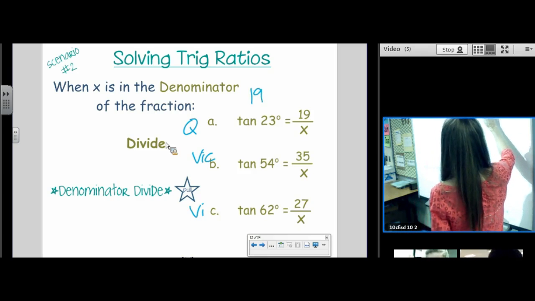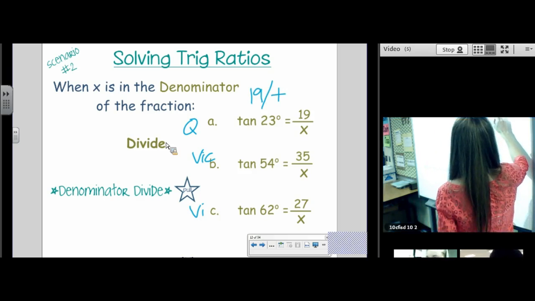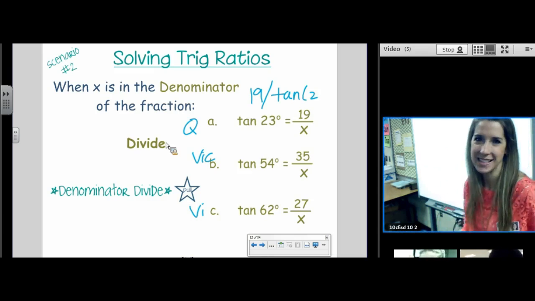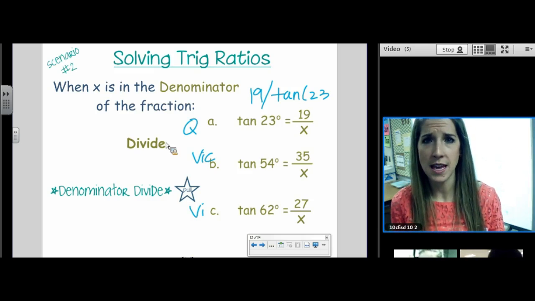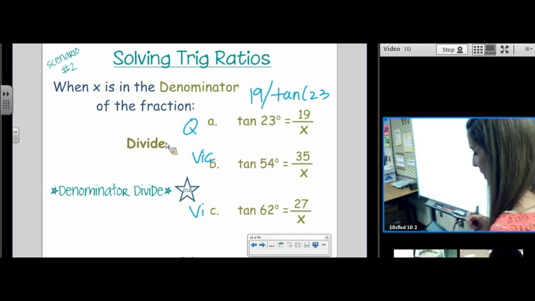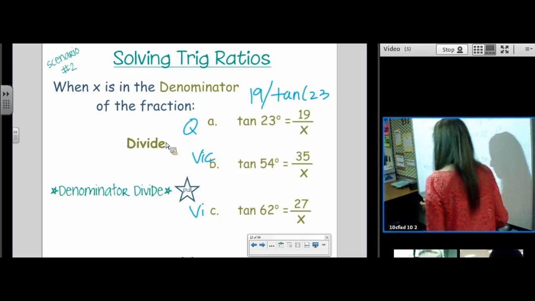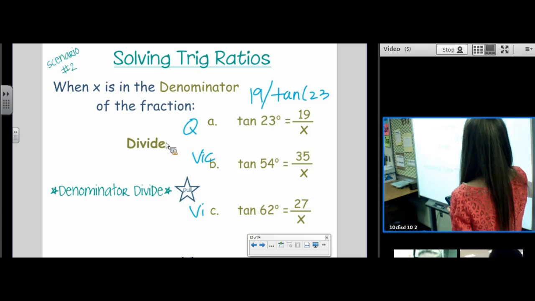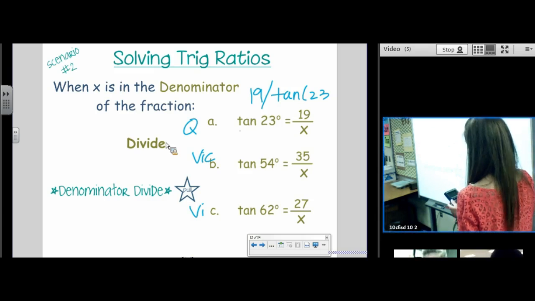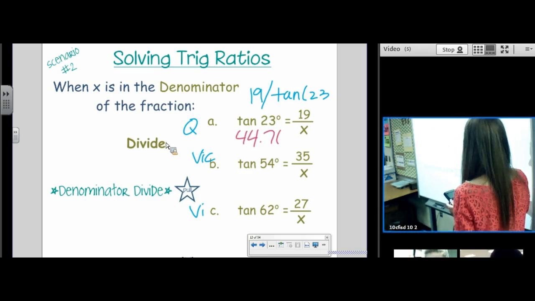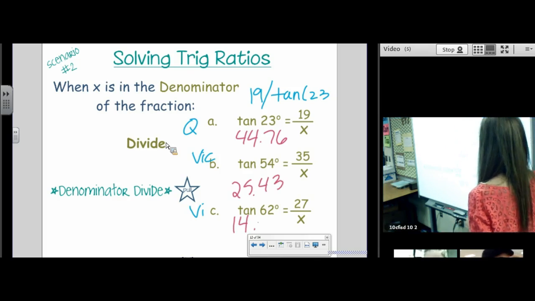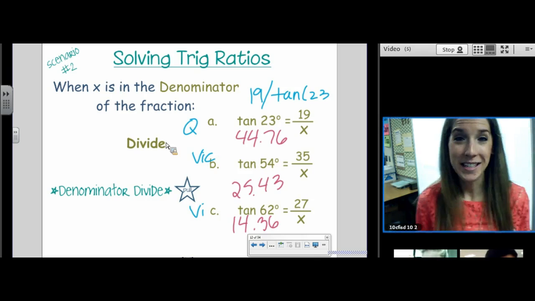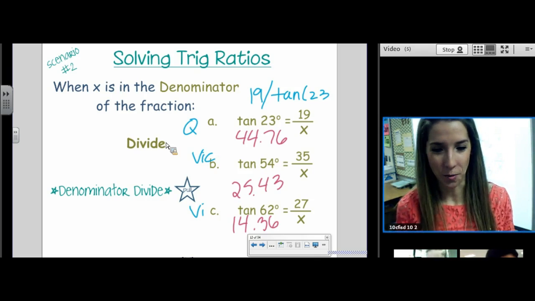You do have to put the number first this time. The other one, when you multiply, it doesn't matter which one you put first, but when you divide, it absolutely matters. So you need to put the integer or whatever the number is in the fraction first and the trig function second. If you just get used to doing that every time, you'll be good. So this one was 44.76. This one was 25.43. And this one was 14.36. We still have no idea why we're doing this, but we're practicing, aren't we?